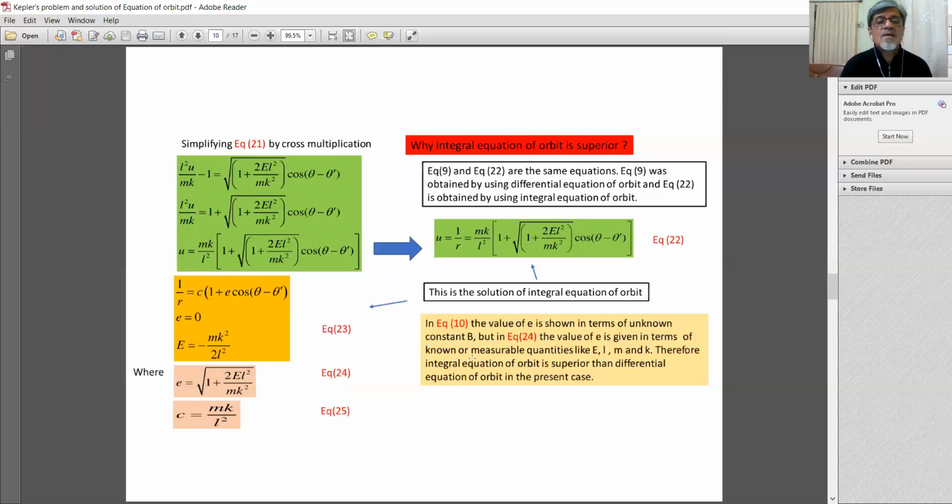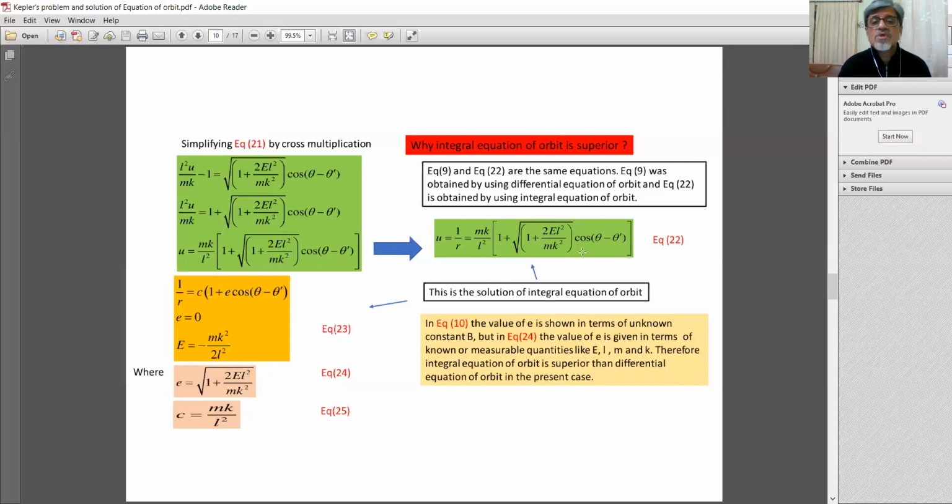And this term can be represented as u equal to 1/r equal to mk/L² times 1 + √(1 + 2EL²/mk²) cos(θ − θ'). So equation number 9 and equation number 22 are the same equations. Equation 9 was obtained by using the differential equation of orbit, and equation 22 is obtained by the integral equation of orbit. So both are similar equations and they give the same type of solution.